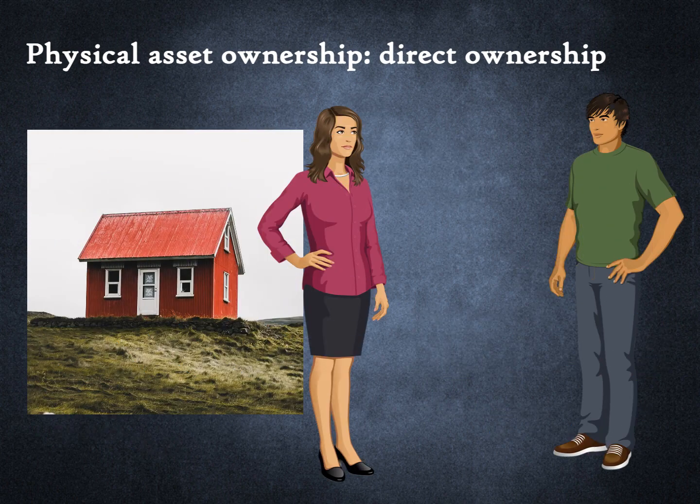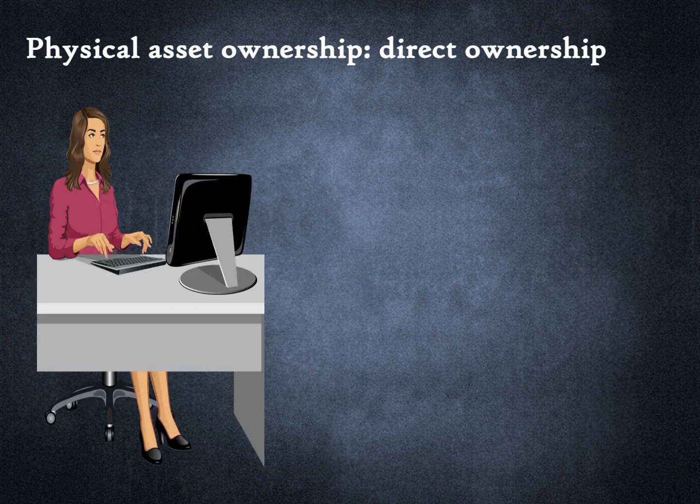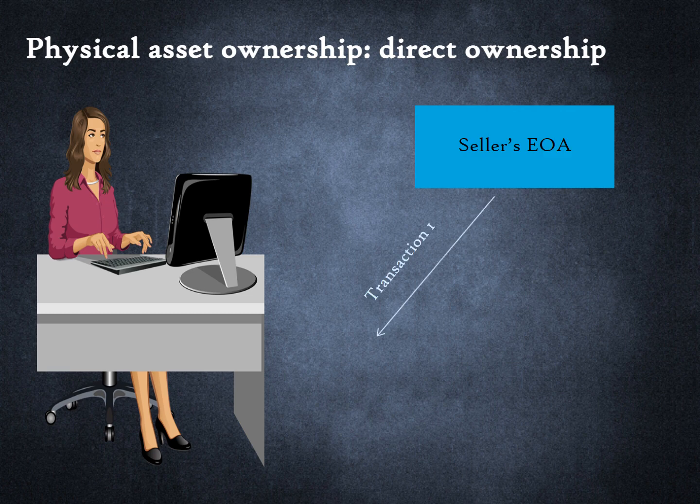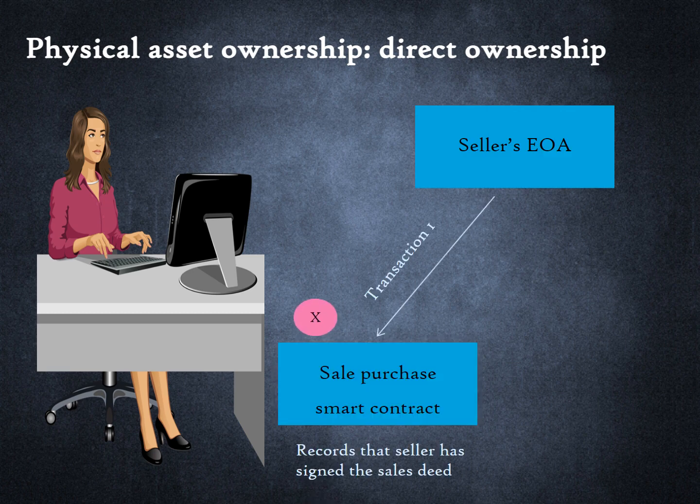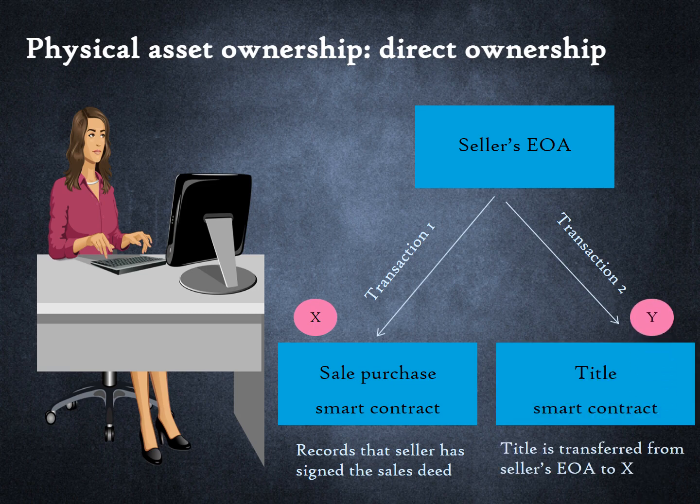Alice is selling her property to Bob. Alice's title to her property is currently recorded as an NFT in the government database. Alice electronically signs a natural language version of the sale purchase contract. When she does so, two transactions are triggered from her EOA. The first transaction is initiated to the sale purchase smart contract, which records that she has signed the natural language contract. The sale purchase smart contract is simply a digital representation of the natural language contract. The second transaction is initiated to the title smart contract. This transaction transfers the title from Alice to contract address X.